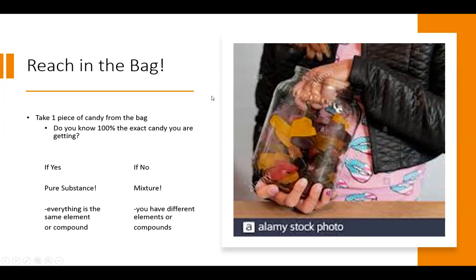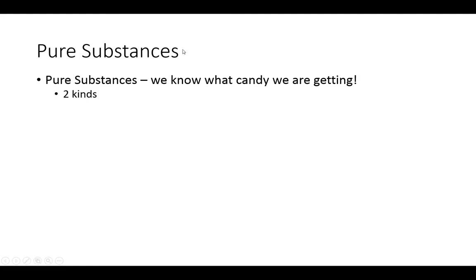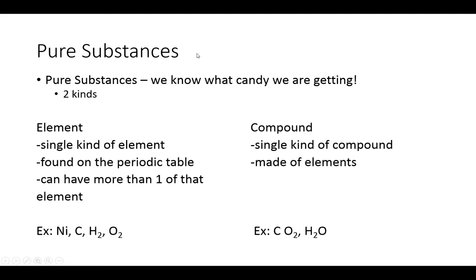So in a pure substance, everything is the same element or compound. Or in a mixture, you have different elements or compounds. Pure substances, we know what kind of candy we're getting. Now there's 2 kinds of pure substances. There's either elements or compounds. Element is you have one single kind of element. So if you look at the periodic table, it is one of those things off the table.